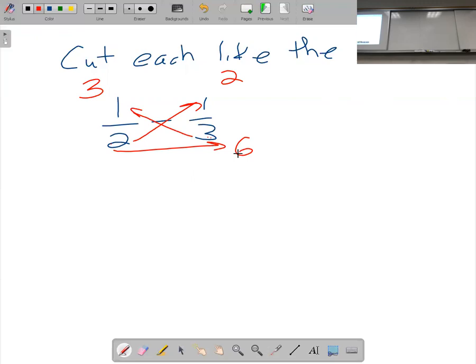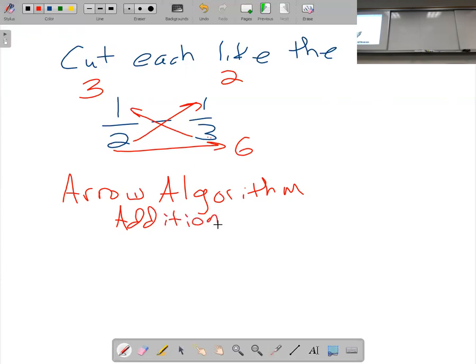So the cutting leads to this algorithm right here. This is called the arrow algorithm for fractions. This particular algorithm works for addition or subtraction. Multiplication and division are different. It always works. It's the quickest way to get an answer, but it doesn't necessarily give you the simplest answer, which we'll see in just a second.